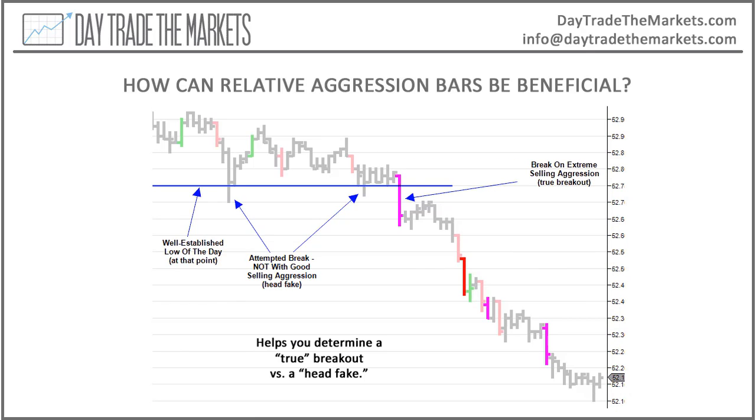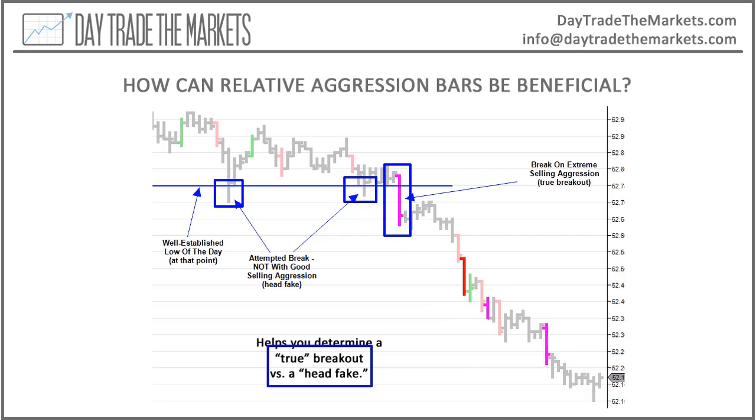Another good purpose for these is to look at them to determine a true breakout versus kind of a head fake. You can see that here's our low of the day at that point. When we first break below, it doesn't do it on any kind of aggression. Nothing there yet. Another test right here. Nothing there yet.